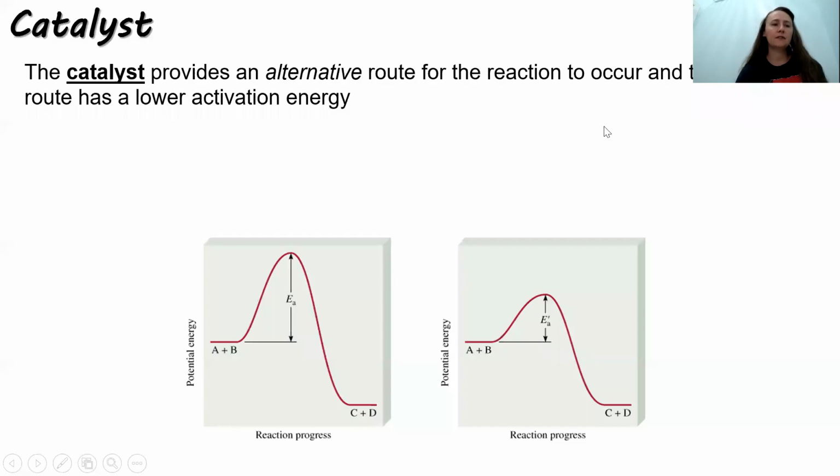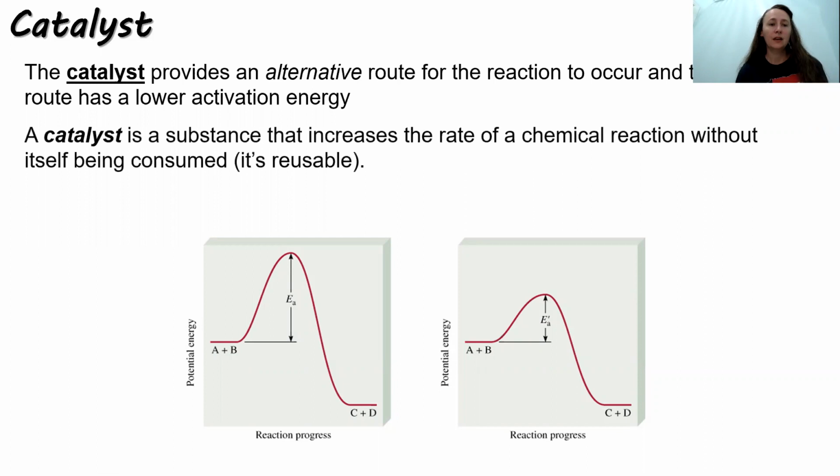Finally, the last part of our mechanism is a catalyst. The catalyst provides an alternate route for the reaction to occur, and that route will have a lower energy of activation. It is a substance that increases the rate of reaction without itself being consumed, so it's actually reusable. All right, so as the energy of activation goes down, the rate of the reaction will go up.